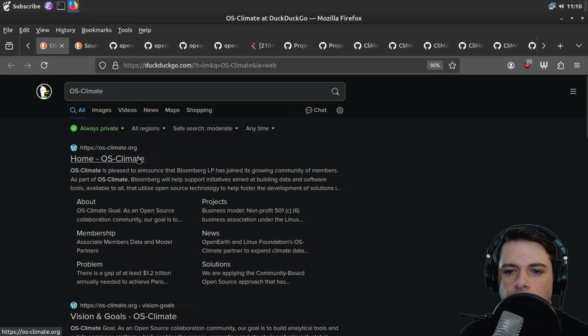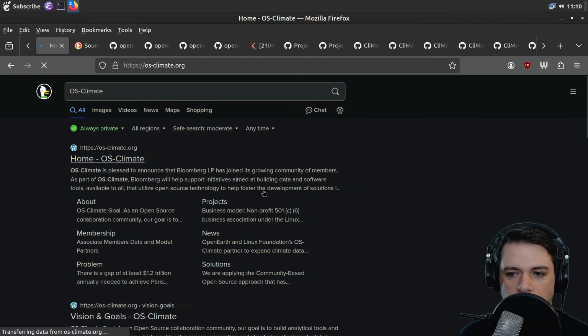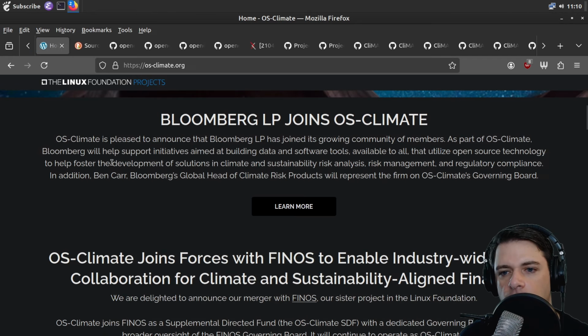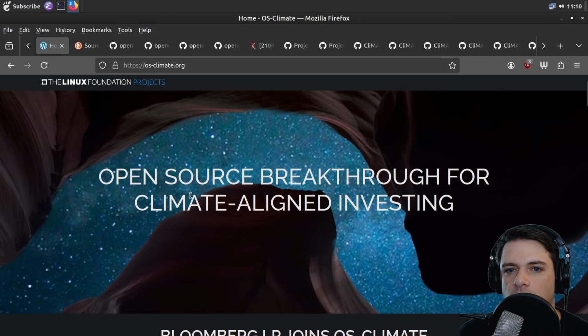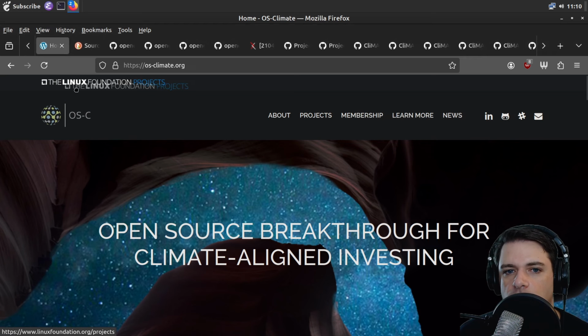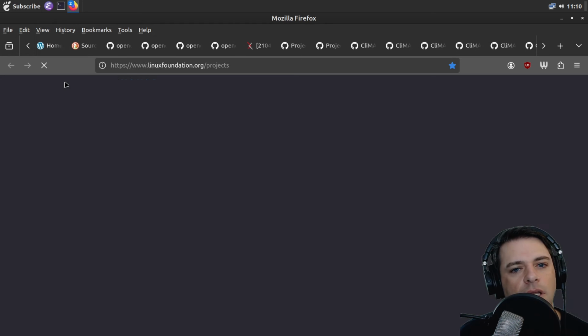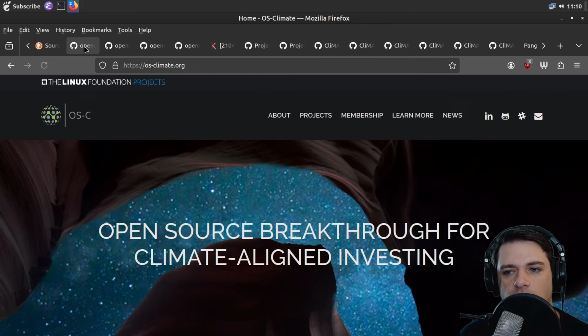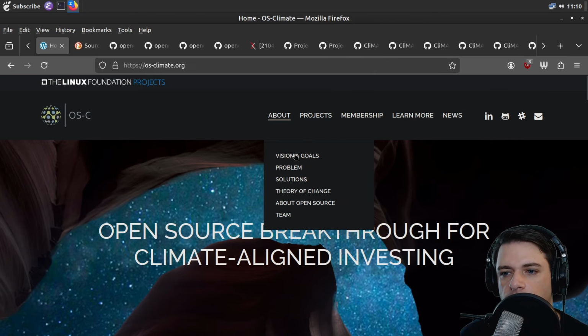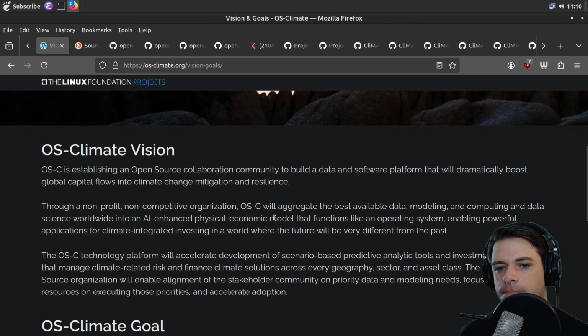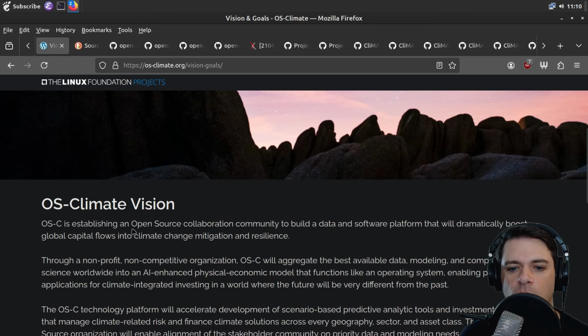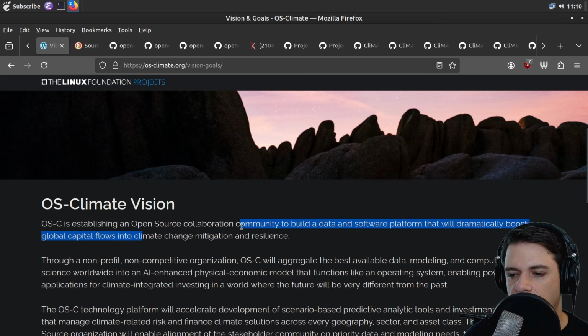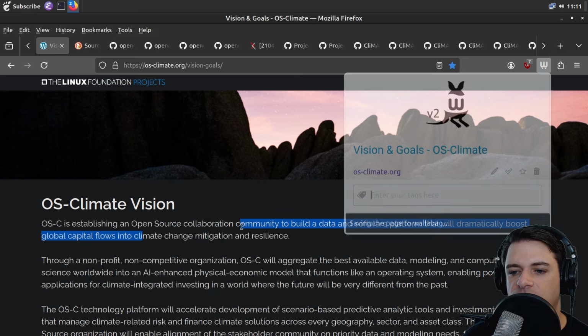Okay, OS Climate. Bloomberg LP has joined the community of leaders. Okay, but what is it? It's got some link to the Linux Foundation projects. Maybe this is one of the Linux Foundation projects. How about visions and goals? Establishing an open source collaboration community to build a data and software platform that will dramatically boost capital flows into climate change mitigation and resilience.